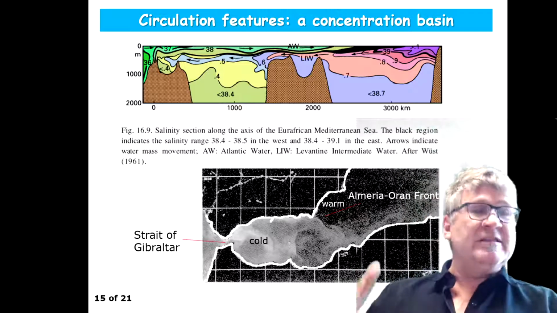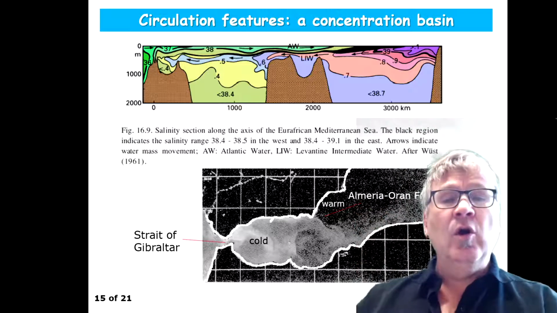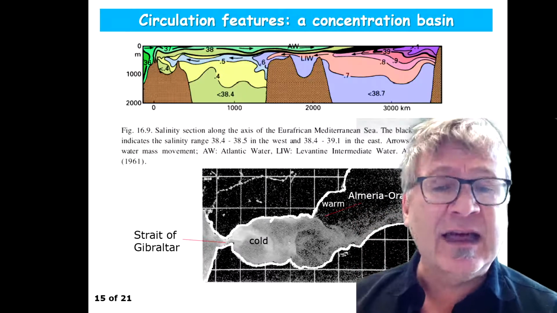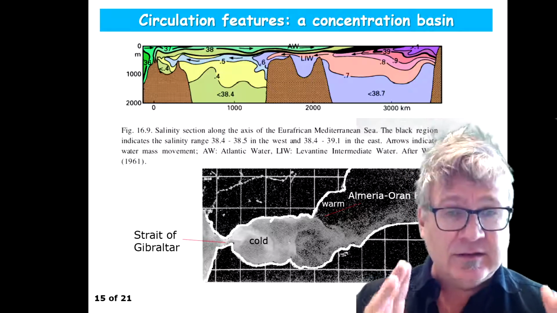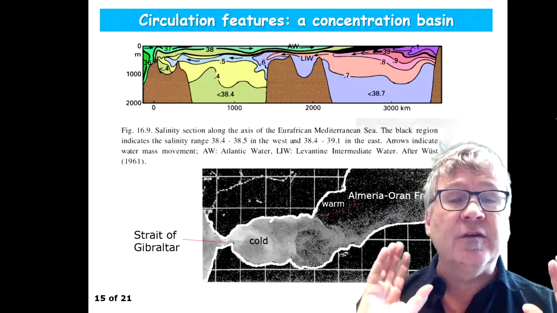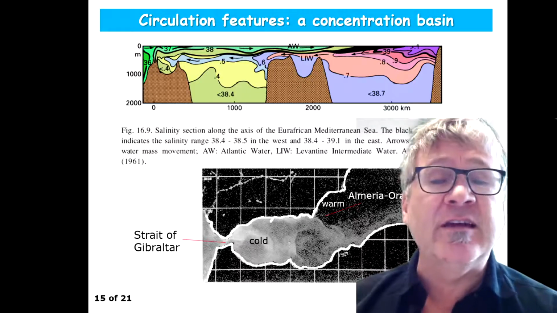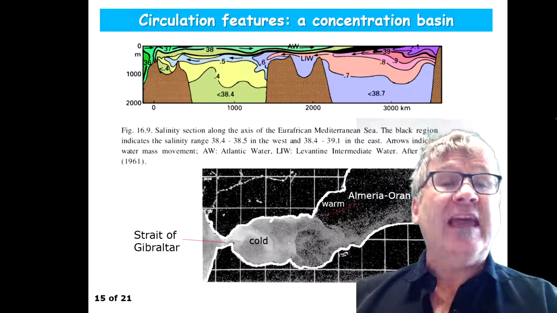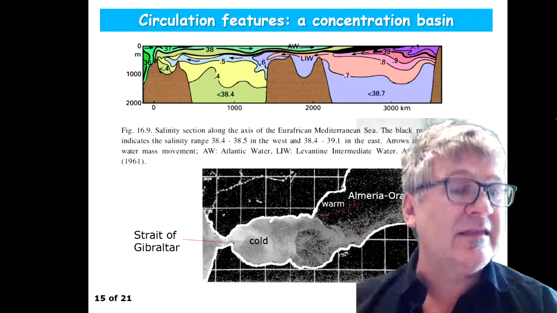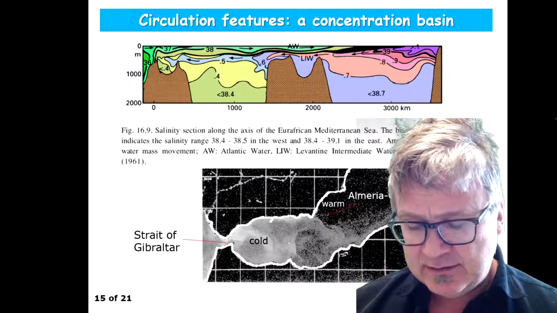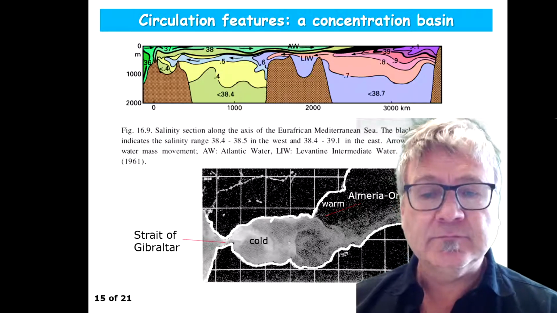Why concentration basin? Because it's located overall in a climate which is more arid, and the sea loses fresh water to the atmosphere from evaporation, and this leaves the salt behind and creates a hypersaline environment.